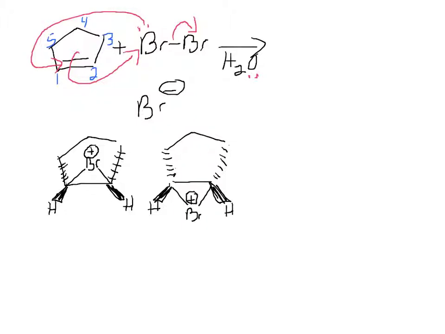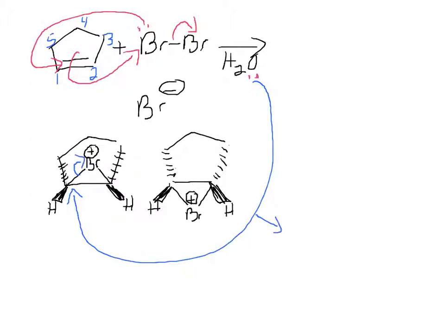Now where is it going to attack? Where is sigma star for this carbon-bromine bond? On the other side of the ring. So we attack sigma star, the antibonding orbital of this bond. If you put electrons in an antibonding orbital, what happens to its bonding orbital? It breaks.